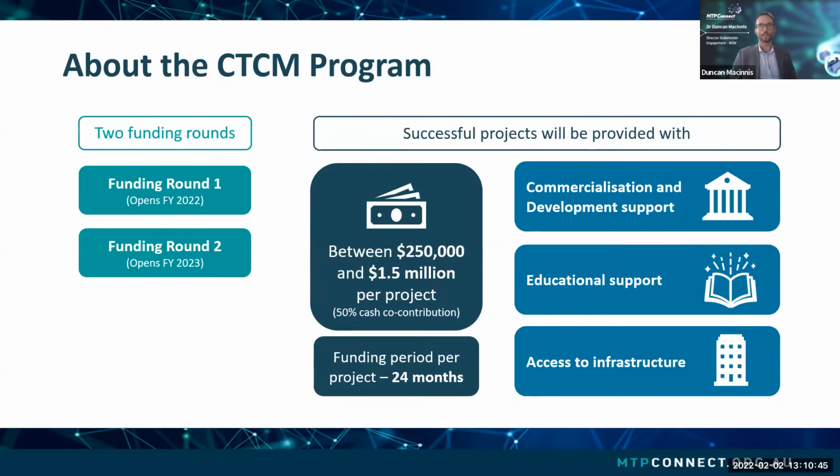So what's available as part of CTCM? There will be two funding rounds, one of which is this round one, which has opened, obviously, financial year 2022. And the second is funding round two, which will open financial year 2023. Successful projects can access between $250,000 and $1.5 million per project. It does require a 50% cash co-contribution, and that's very firmly cash, not in kind.